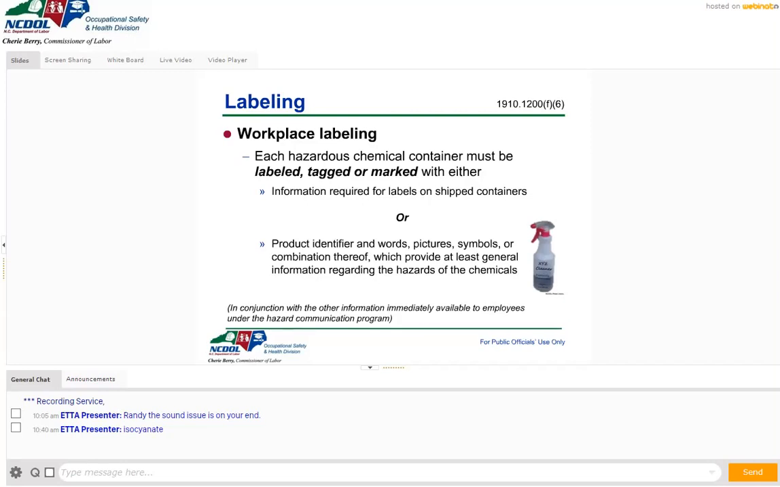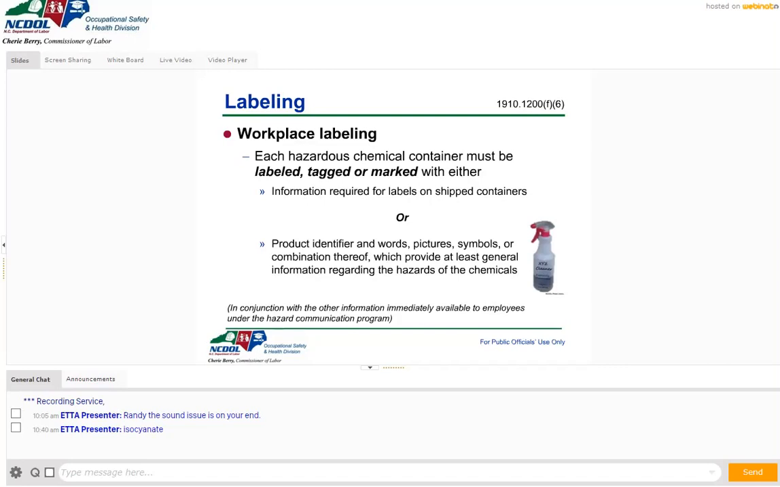But you can use NFPA, HMIS, or many of these other systems that these companies sell you, where you can print these on your printers. I just want to let you know it can be very simple or it can be complex, but your employee needs to know what this is and what the hazards are.